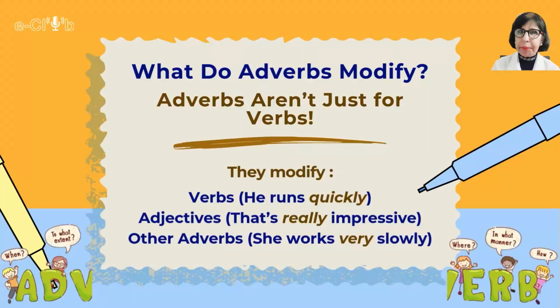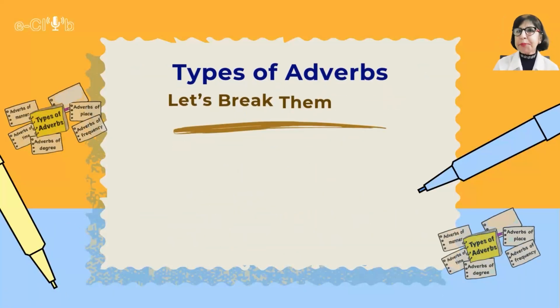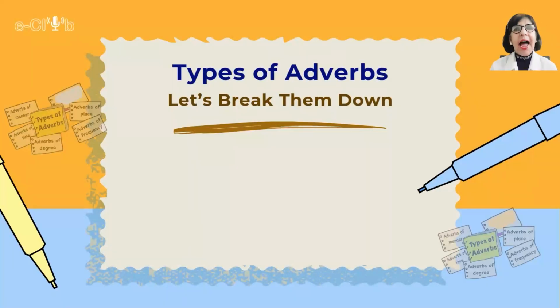Again, one more example. She works very slowly. How slowly does she work? Very slowly. So, adverb very here modifies the existing adverb slowly. Think of them as sentence boosters. They enhance whatever they touch. There are 5 main types of adverbs we'll look at today. Each one answers a different question and adds a different kind of detail.